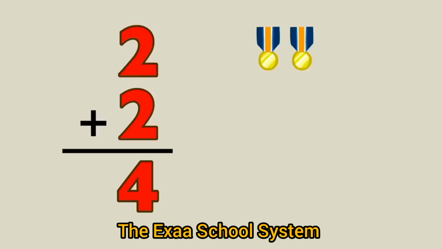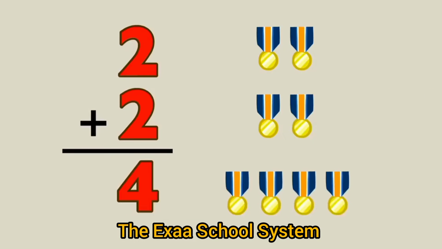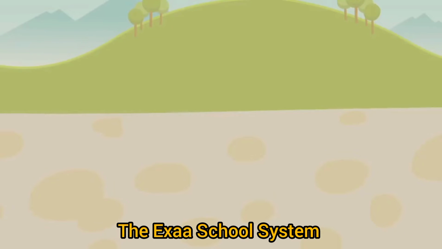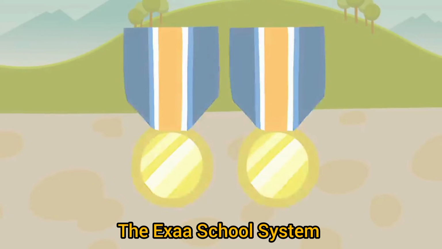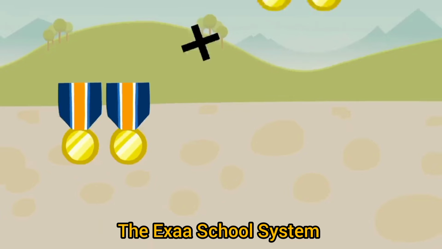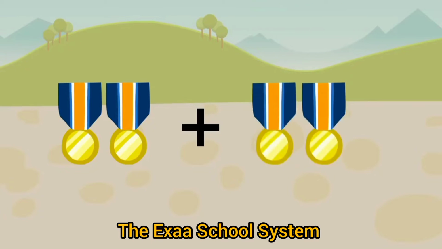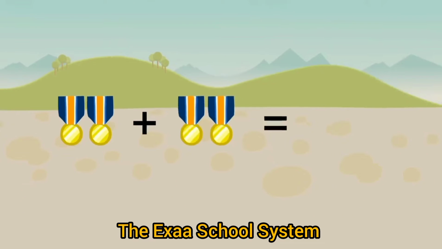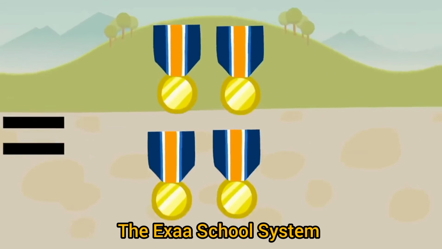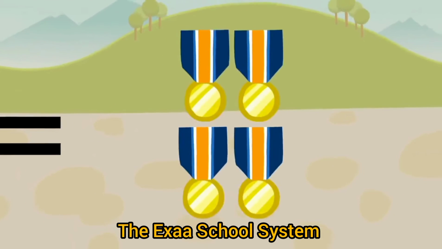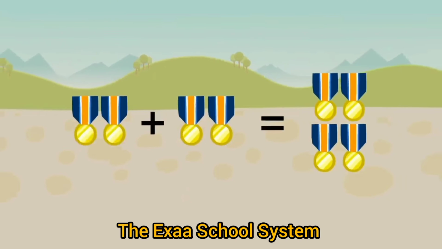2 plus 2 equals 4. 2 medals plus 2 medals equals 4 medals. Let's count. 1, 2, 3, 4 equals 1, 2, 3, 4.